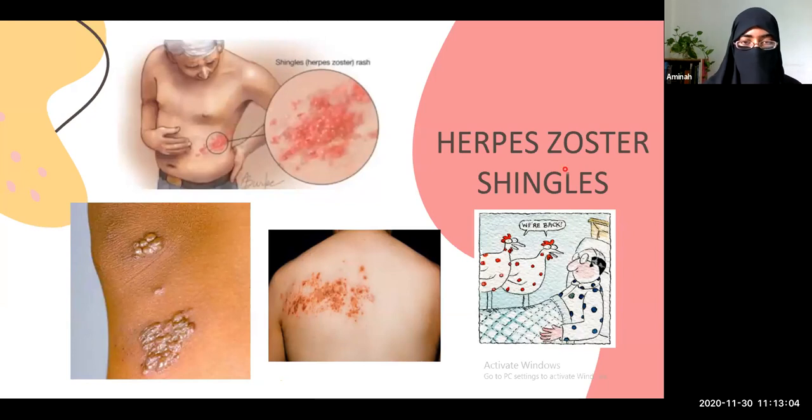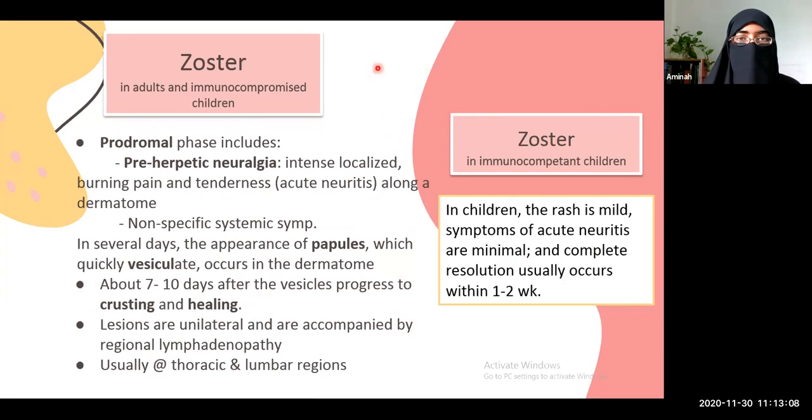Let's move on to shingles. As I mentioned, shingles is quite uncommon in children. So this presentation is about the typical presentation of zoster in adults and immunocompromised children. In the rare case that shingles does occur in immunocompetent children, the disease will be much more mild, and the neuritis, the pain will be minimal.